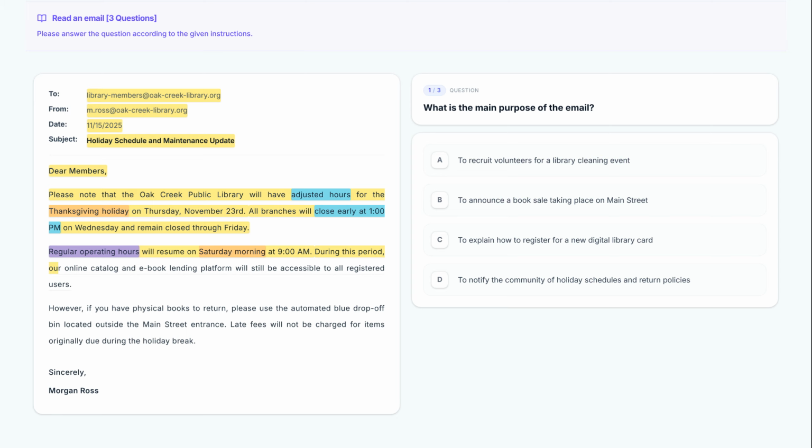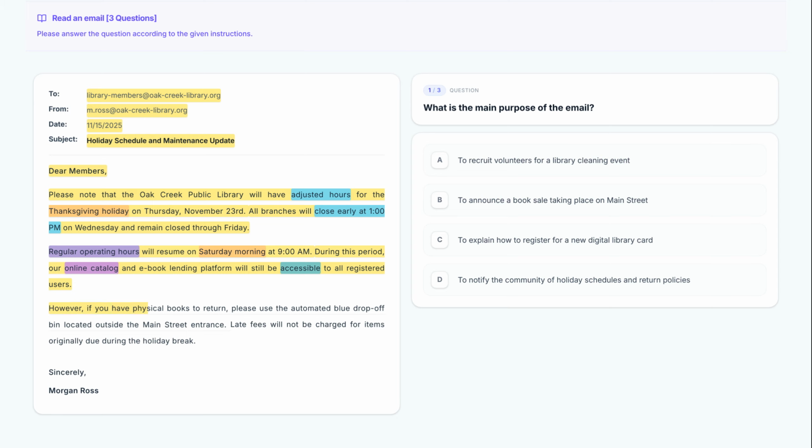During this period, our online catalog and ebook lending platform will still be accessible to all registered users. This sentence highlights that while the physical building is closed, the online catalog remains accessible. It shows that digital services are treated differently than physical ones.